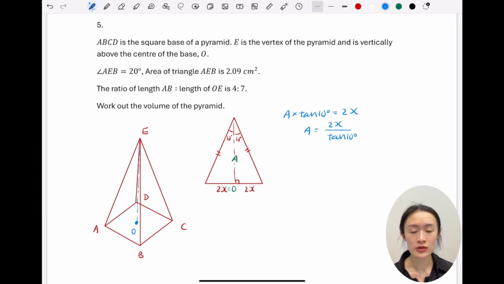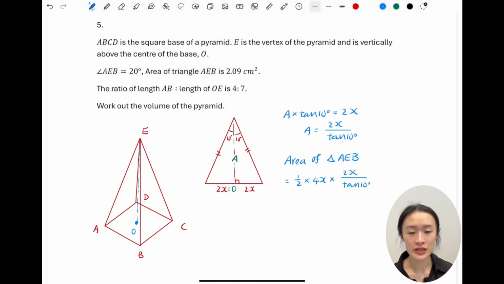What we can work out is x because we are told that the area is 2.09. To work out the area, we do a half times base, which is 4x, times the height, which is 2x over tan 10, and that gives us 2.09. Rearranging and solving for x, we have x being 0.3035.